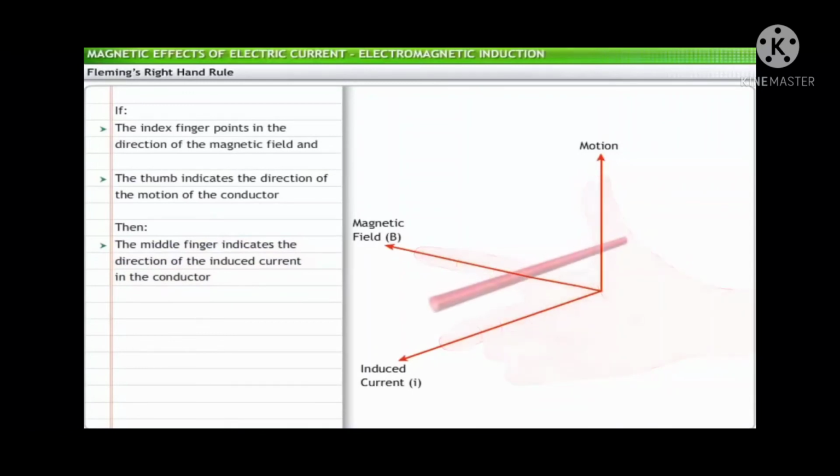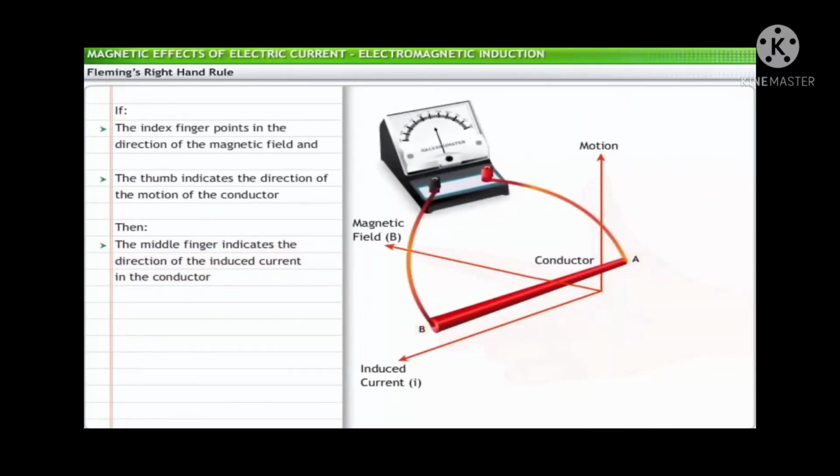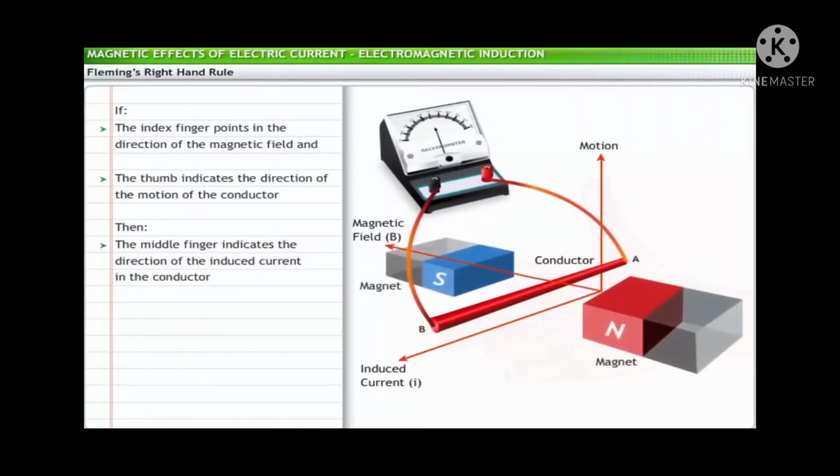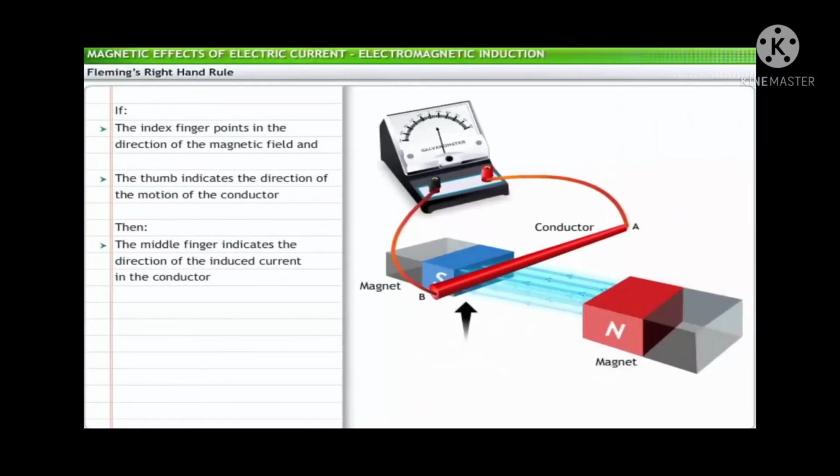Consider a conductor AB connected to a galvanometer placed in a magnetic field. The direction of the magnetic field is from the North Pole to the South Pole. When you move the conductor up, the galvanometer needle deflects to the right. This rightward deflection indicates the direction of the current in the conductor from end A to end B.